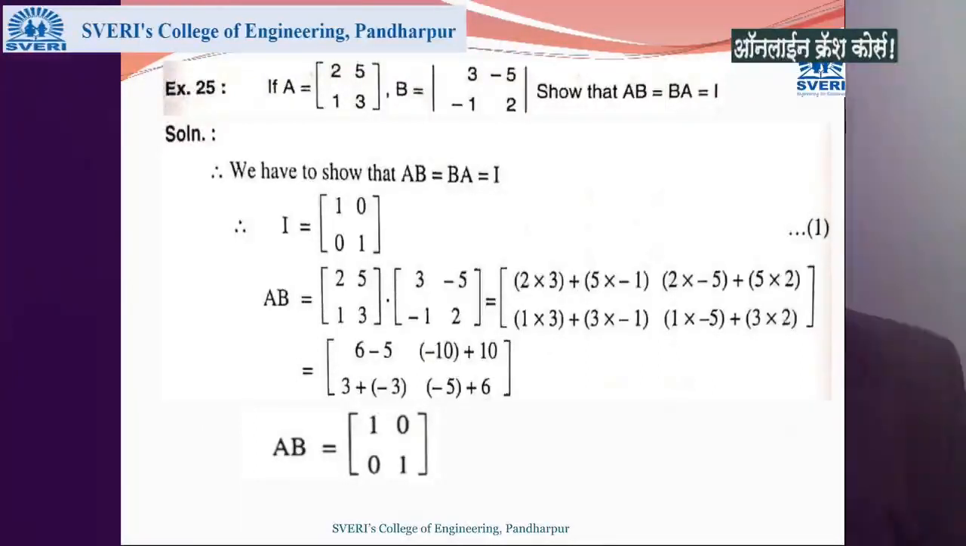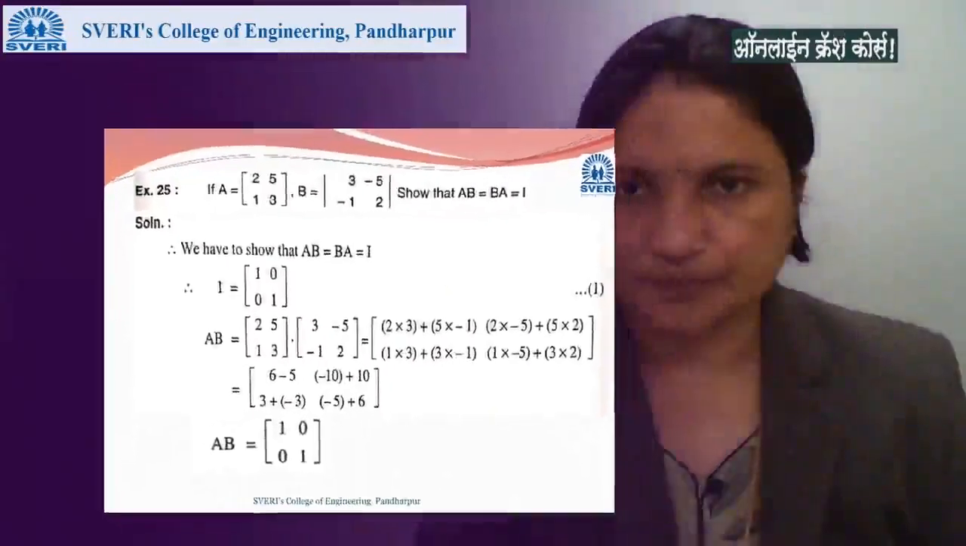So A into B, R1C1, R1C2, R2C1, R2C2. By using that, 6 minus 5, minus 10 plus 10, 3 plus minus 3, minus 5 plus 6. So here 6 minus 5 is 1, minus 10 plus 10 is 0, 3 minus 3 is 0, minus 5 plus 6 is 1. So the multiplication A into B gives the identity matrix of order 2 by 2.